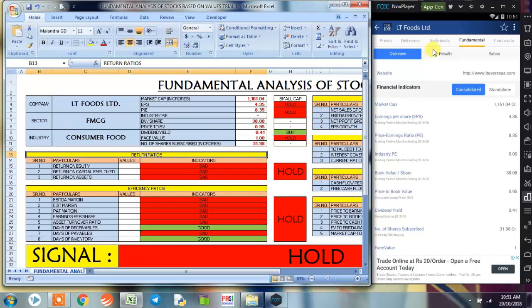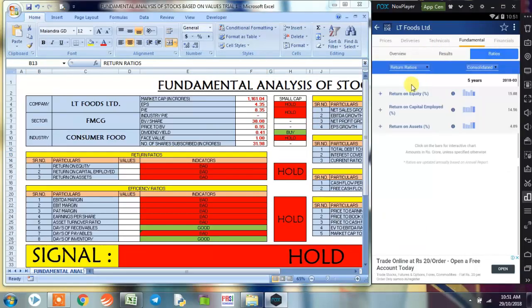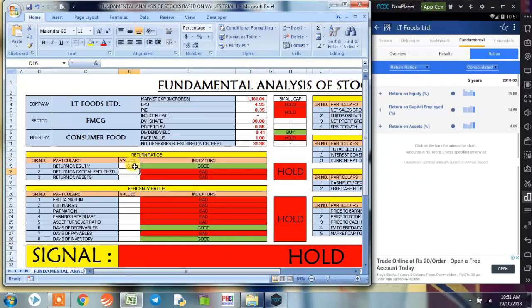Now coming on to the return ratio. For that, click on ratios. Here we could see the return ratio. First is the return on equity, which is 15.88. Return on capital employed is 14.56. Return on asset is 4.89. So overall return ratio has given us a signal to buy this stock at this point of time.